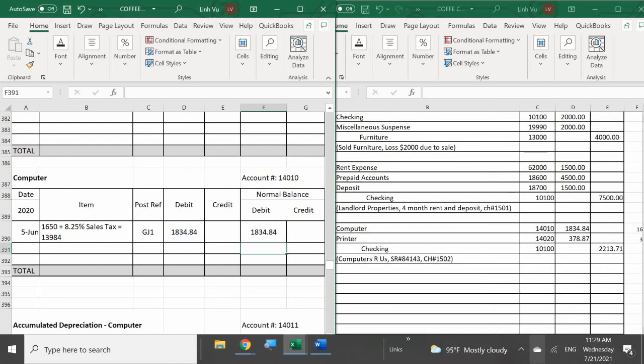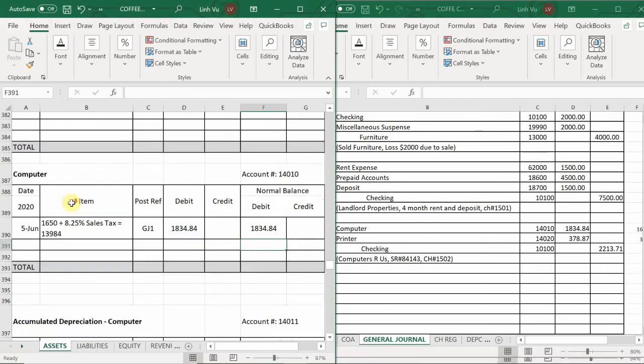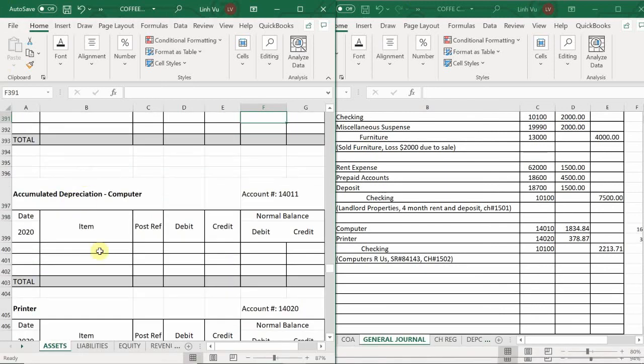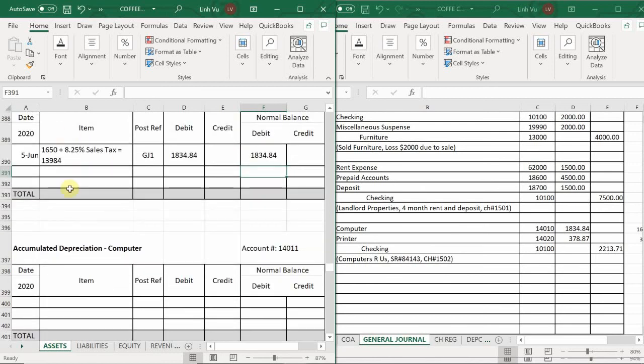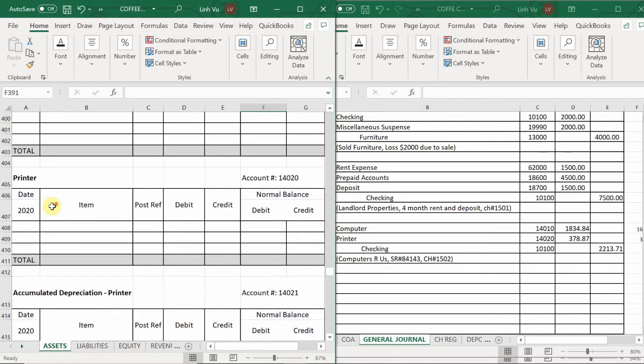The 1834.84. So yes, we will be doing depreciation in this fictitious business. And once again, as you can see, it's a contra account to this actual computer. So it says accumulated depreciation computer. And it's going to be placed under the assets.